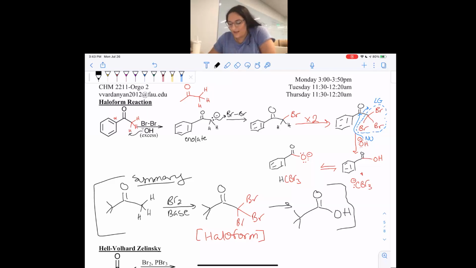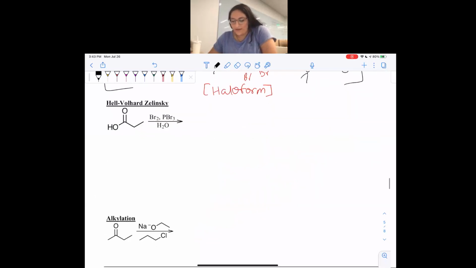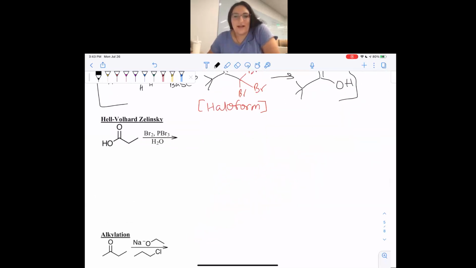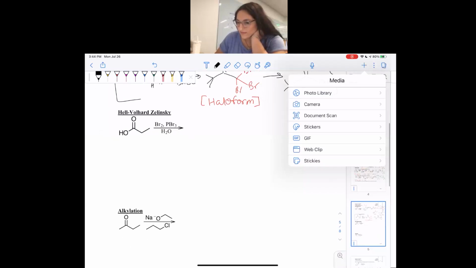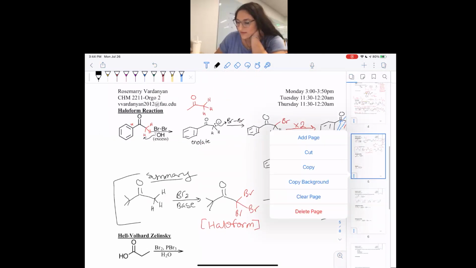Okay. So we're going to do this reaction that I'm only going to say once, and I'm not going to say it right. It's the Hell-Volhard-Zelinsky reaction. It sounds like a stroke. And we actually have 2 different versions of this reaction. So I'm going to draw it out on another page. Add page, please.